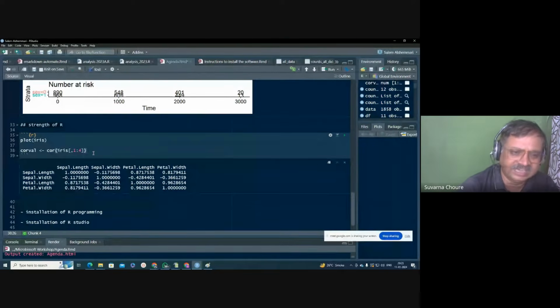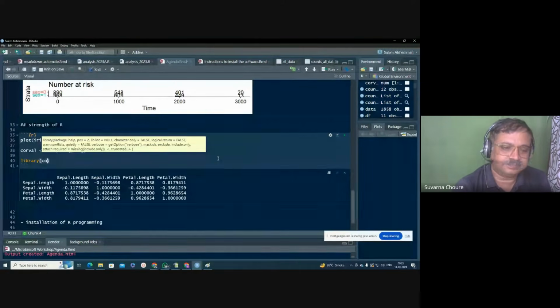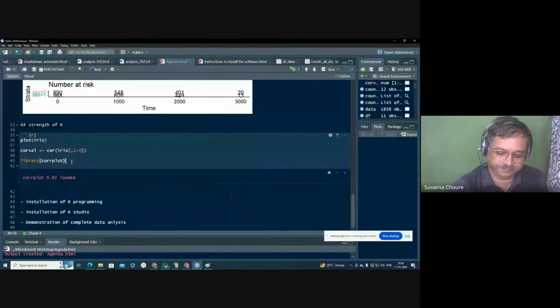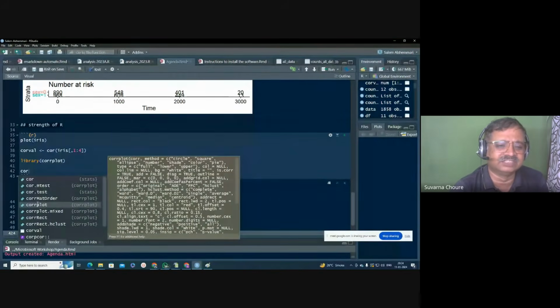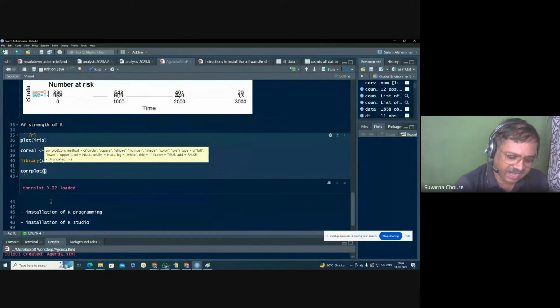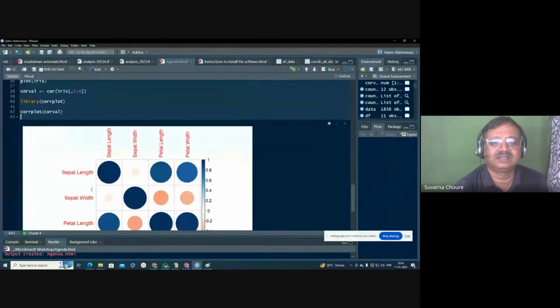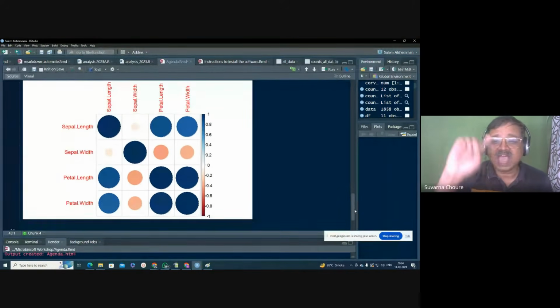If you want to see it as a plot, here the functions are. I'm just typing the first 3 alphabets and I'm getting the functions. There I will provide it with the value and run that. Can you see the plot? This can be customized further. The scale of the color is also given.